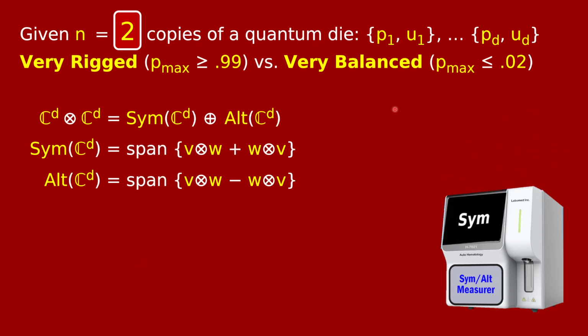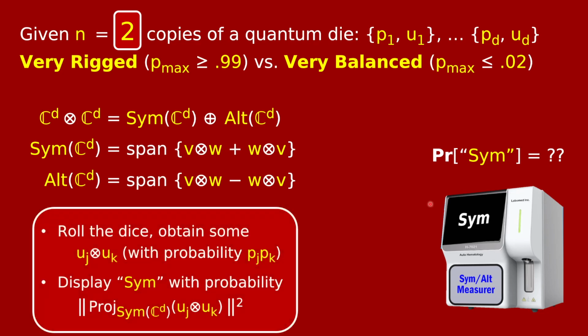So, when you take your two quantum dice and you put them into this sim/alt measurement, it either shows sim or alt. Let's figure out the probability that you read out sim. Well, for this, we have to remember the mathematical rules for how quantum measurements work. So I'll remind you of those.